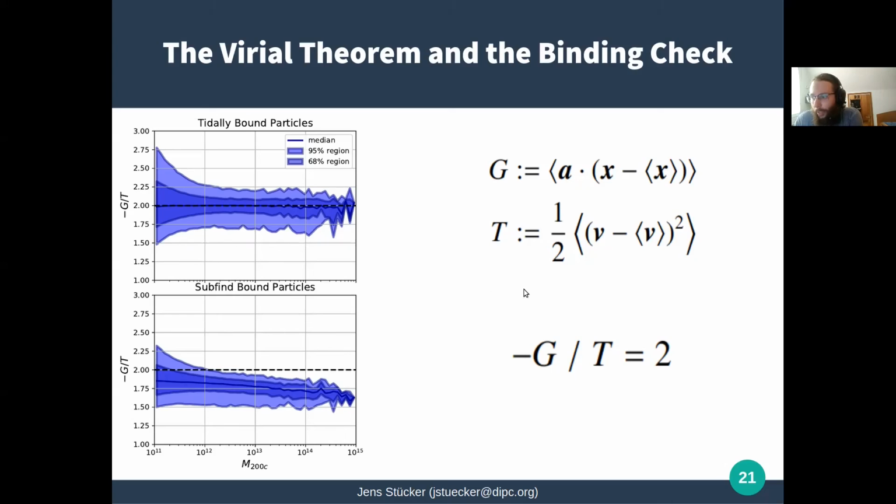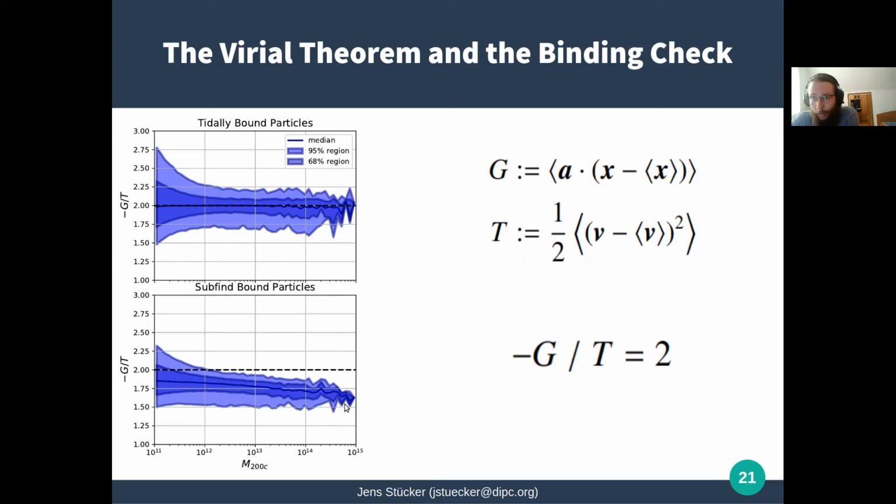Now, if I take this expectation value over all particles which are bound according to this boosted potential binding check, then I find this top panel. And you see that typical halos have this virial ratio of 2, and there are some scattered around it, which means that not all halos are virialized, of course. However, if I do the same thing but just taking the average over all particles which are bound according to SUBFIND, then you find that this virial ratio gets now biased towards lower values.